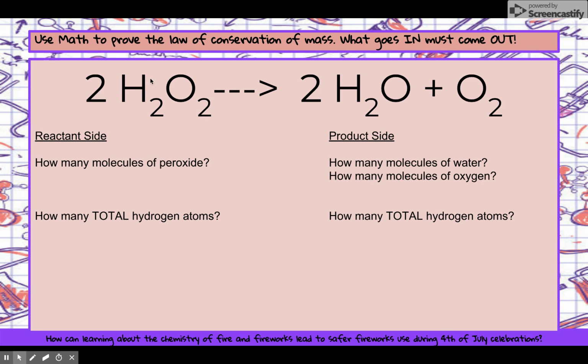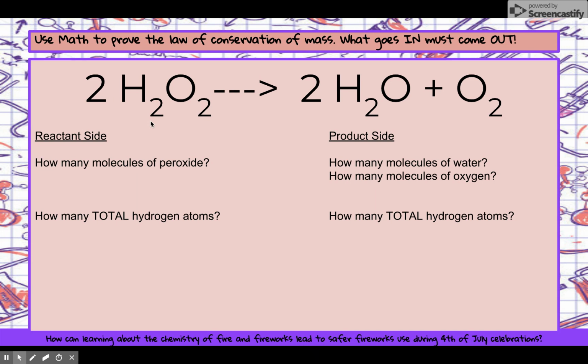Now what if I wanted to know how many total atoms of hydrogen I had? Well, you might want to say, there's 2, H2. But remember, we have this coefficient out front, which means it's kind of like writing H2O2 twice. I can do a quick multiplication formula, or in my head, I can just imagine this being written twice. 2 times 2 is 4. There are 4 hydrogen atoms on this side of the equation.